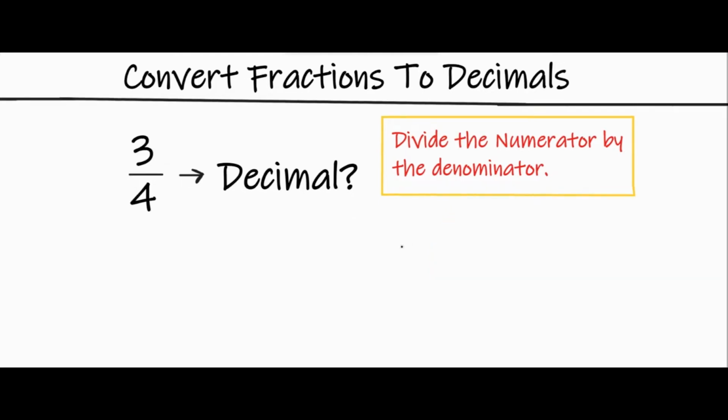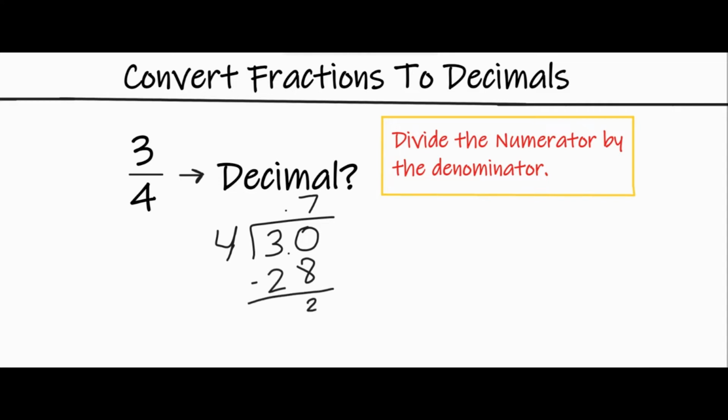Next we have 3/4. So again, dividing the numerator by the denominator, we have 3 divided by 4, and 3 is smaller than 4, so we add a decimal point and place a 0 to the right of the decimal point. Again, bring the decimal point straight up. We have 30 divided by 4, so 4 times what gets us close to 30 without going over? That would be 7. 7 times 4 is 28.